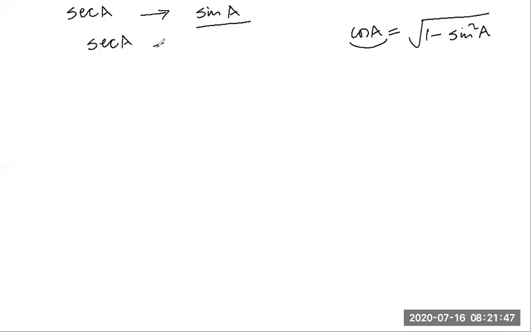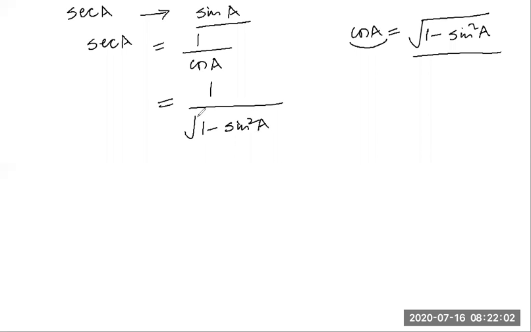So secant A is equal to 1 by cos A, and I will write the value of cos A. So it will be 1 by under root of 1 minus sin square A. Very good. So secant A has also been converted successfully in terms of sin A.